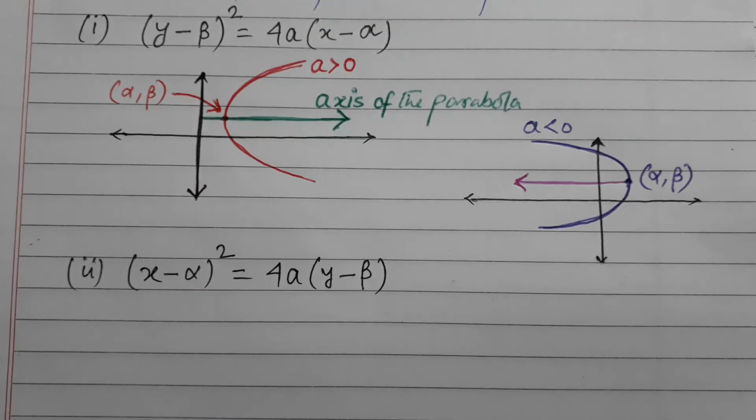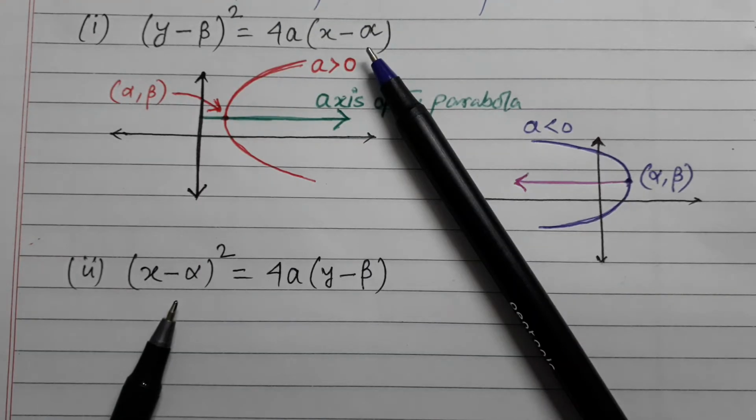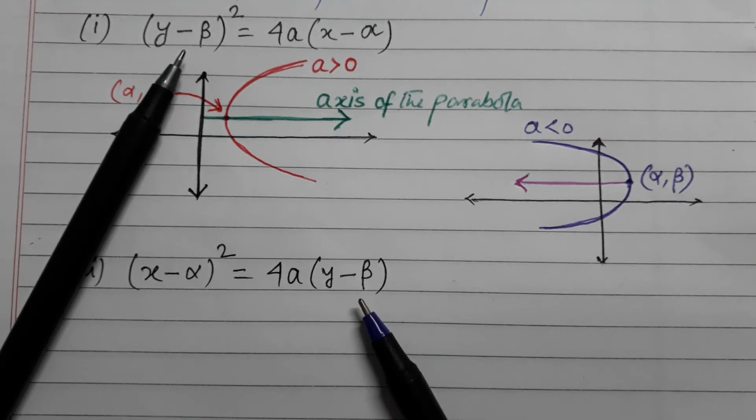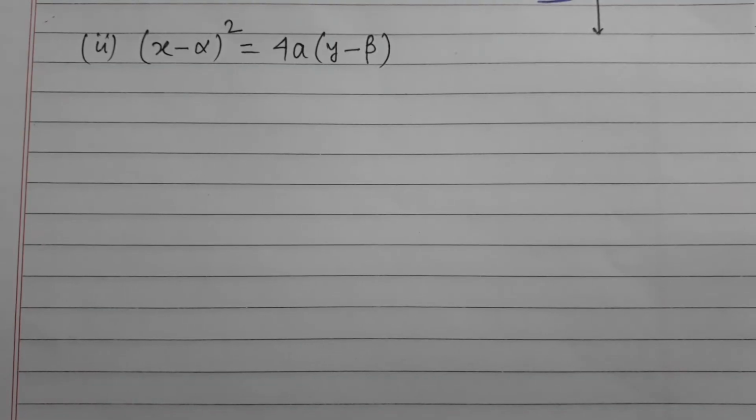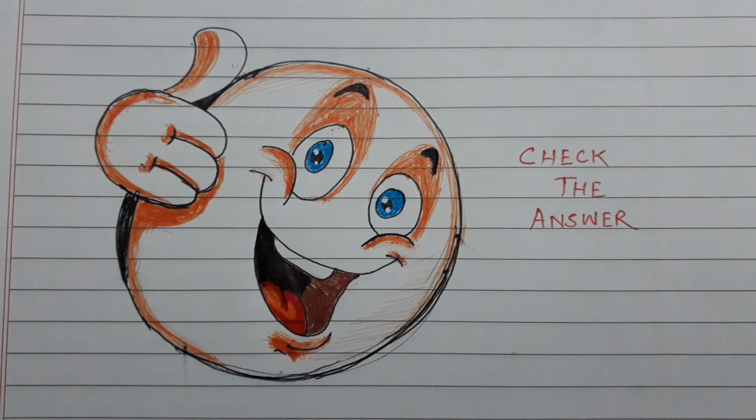Now if we interchange the places of x − α and y − β, let us see what the graph of this kind of parabola should be. I hope you can understand what the graph of this kind of parabola can be. Do one thing: pause the video and try to draw this kind of parabola. I hope you have drawn the graph. Let's see whether your graph is correct or not.